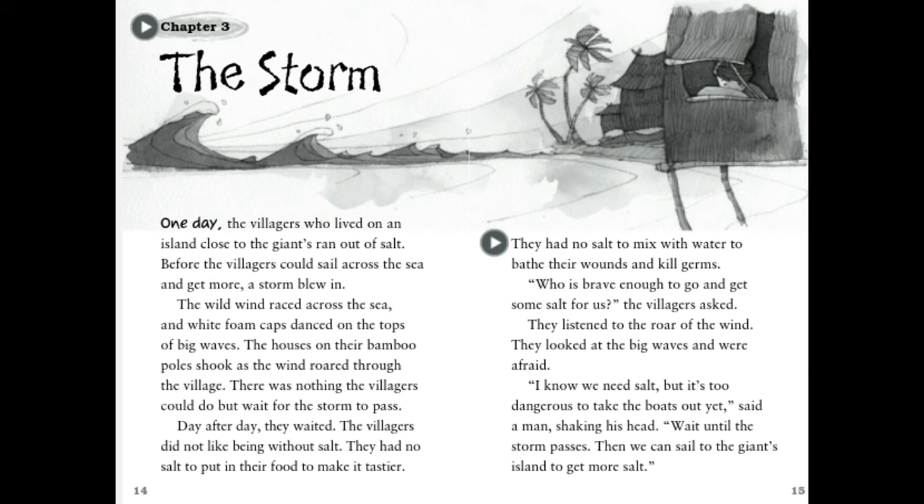So the problem right now is the villagers are out of salt. What else are some key details that are telling us in this story that the villagers are out of salt? What makes this a problem right now? And again, the setting has changed from being calm to being now in a storm.